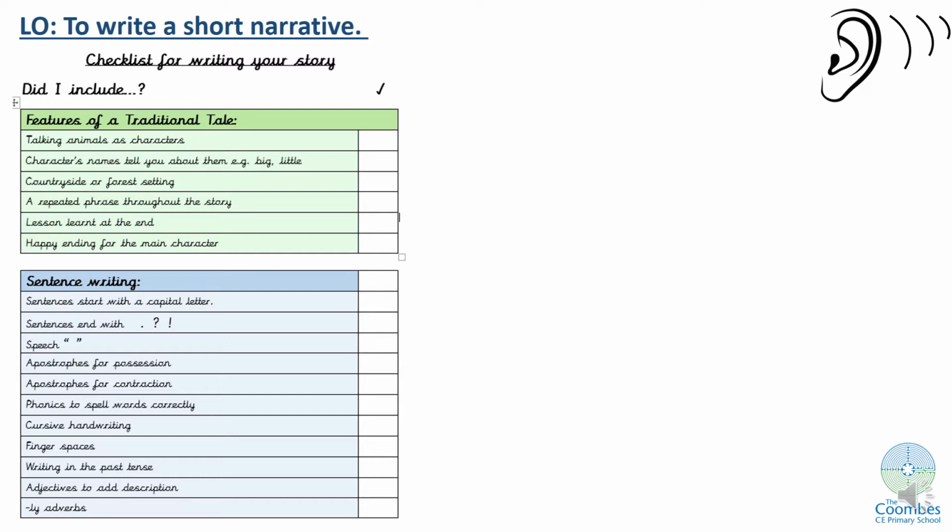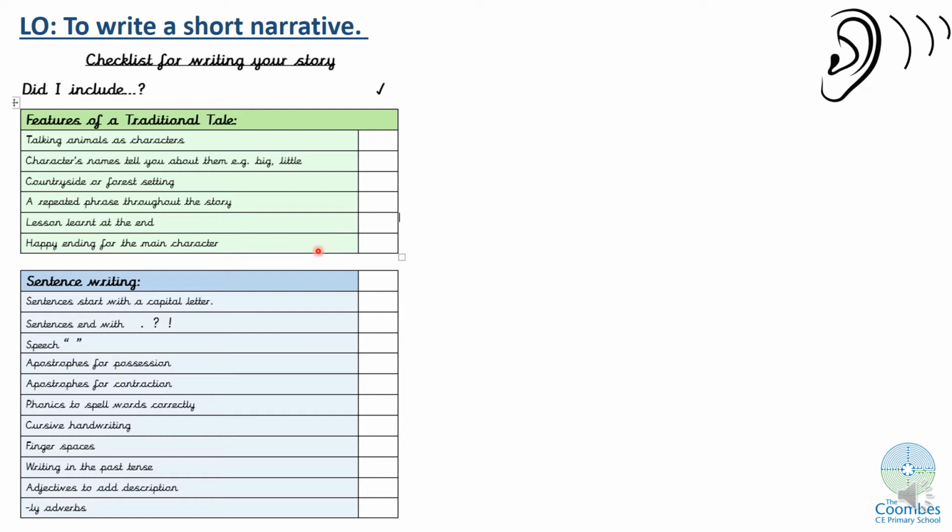Now it's time to start thinking about writing our story. So over here I have a checklist for writing your story that you can use to help you if you want to. And it will just make sure that you've got all of the features of a traditional tale and that you have got all the features you need for your sentence writing. So the features of a traditional tale: it's got talking animals as characters. Characters' names tell you about them. It's in a countryside or forest setting. There's a repeated phrase throughout the story. There's a lesson learned at the end, and it's a happy ending for the main character.